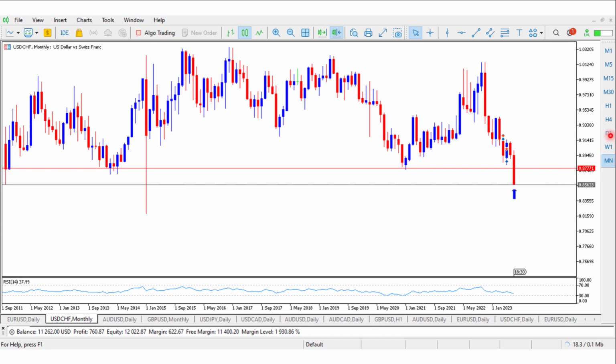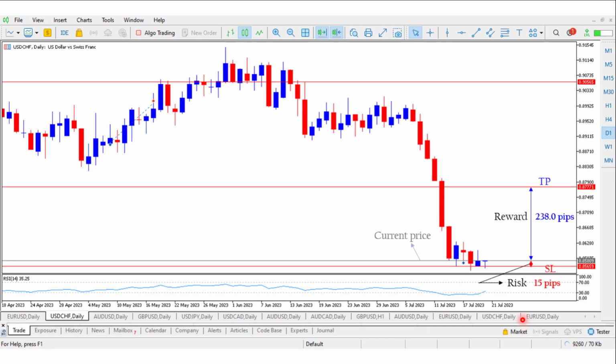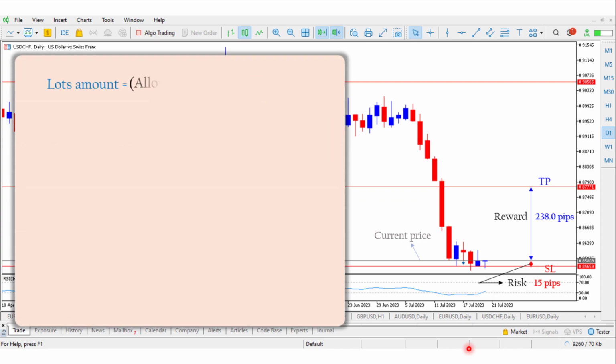So let's go back to our daily time frame. Here, as per my technical analysis and after applying the trading checklist and my trading plan, I'm going to place my long order. But the main question is, how much should my volume be? 1 lot, 2 lots, 0.5 lot, how much? This is the main question that should be answered. Lots amount is equal to allowed risk divided by stop loss times current exchange rate times 0.1. This is the formula that I mentioned at the beginning of this lesson.